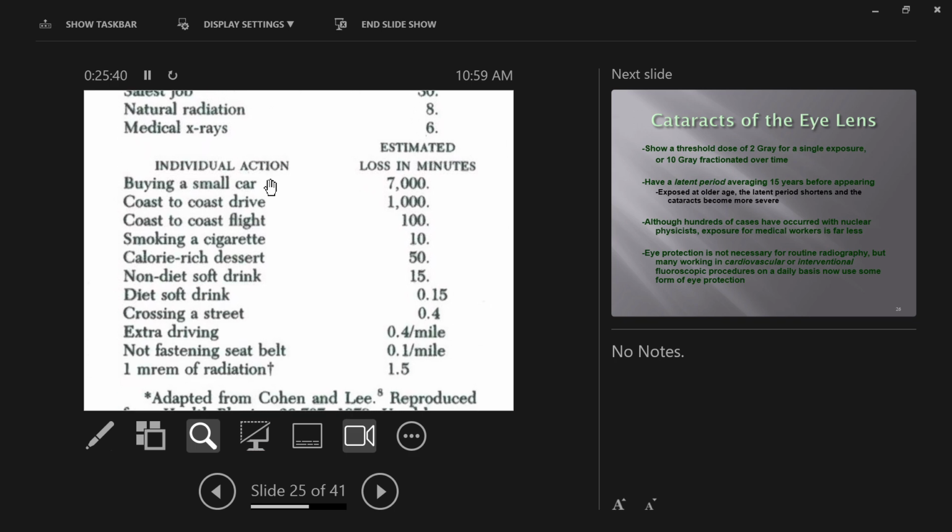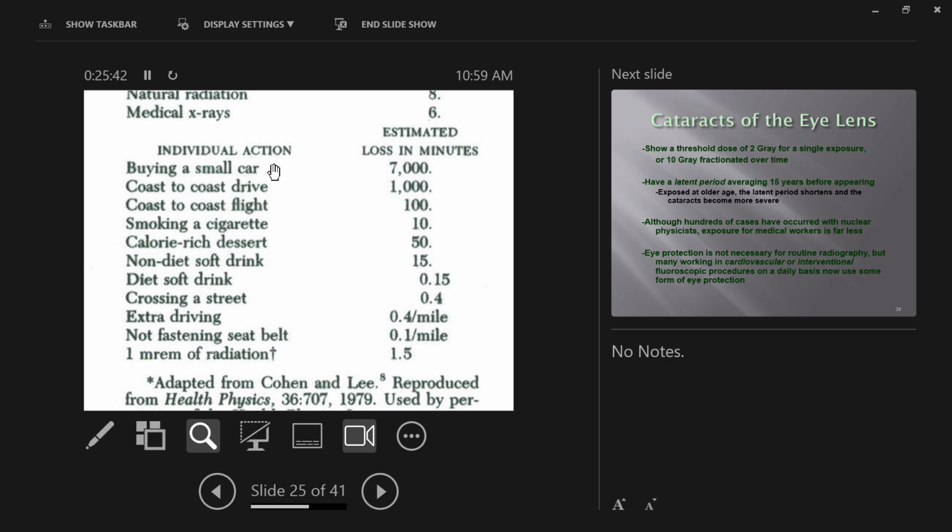This bottom one, estimated loss of lifespan in minutes, is kind of neat. Look at the top one. What's the top one? Buying a small car. Estimated loss of life, 7,000 minutes. I don't know how much that actually equates to, 7,000 minutes. You can do the math. But why is it riskier to buy a small car than a big car in this case? Yeah, they're talking about getting all smashed up, right?